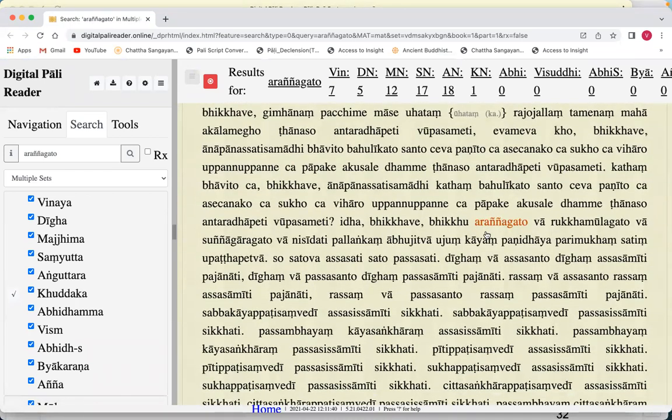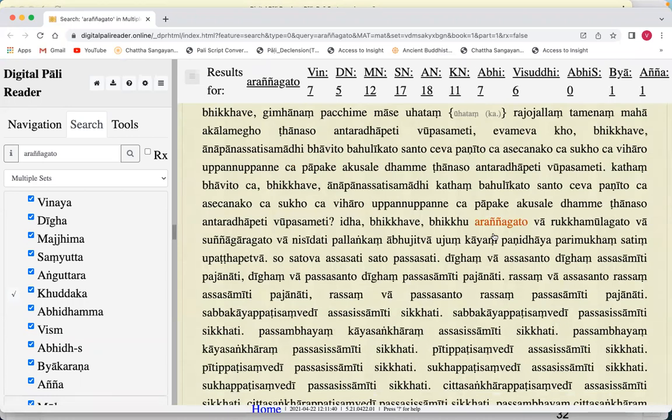Bhikkhu arannagato, bhikkhu rukkhamulagato, bhikkhu sunnagaragato nisidati. So that arannagato is the dutiya tappurisa, right? Arannagato. So bhikkhu arannagato, arannagato bhikkhu.